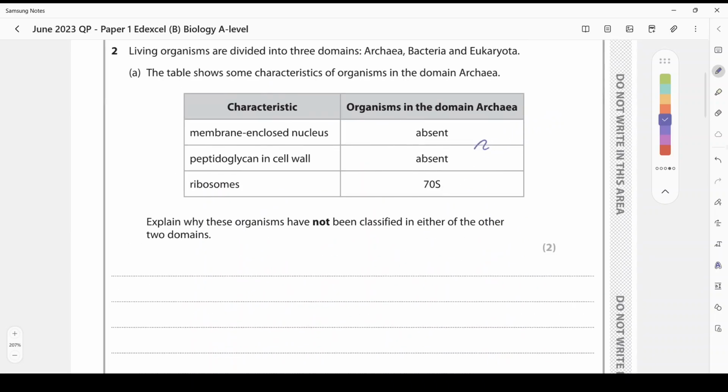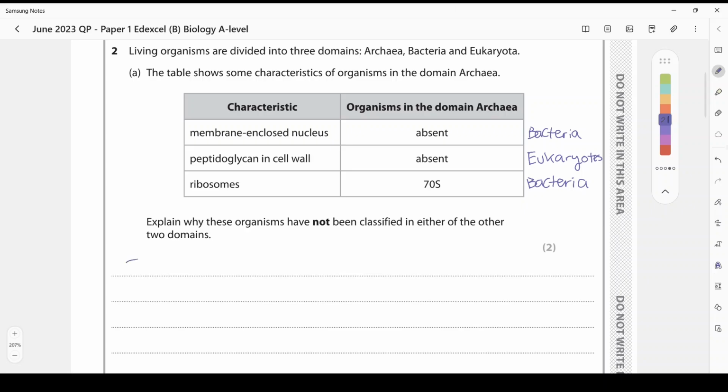So let's go over the traits one by one. Here we have membrane enclosed nucleus, and that's absent in Archaea. So that is very much similar to our bacteria, because bacteria don't have a nucleus. Now, peptidoglycan and cell wall is absent, so bacteria has cell wall made out of peptidoglycan, whereas eukaryotes don't. So this is very similar to eukaryotes. And let's say the third one, 70S ribosomes. This is very similar to bacteria, whereas eukaryotes have a larger ribosomes, and we refer to them as 80S ribosomes.